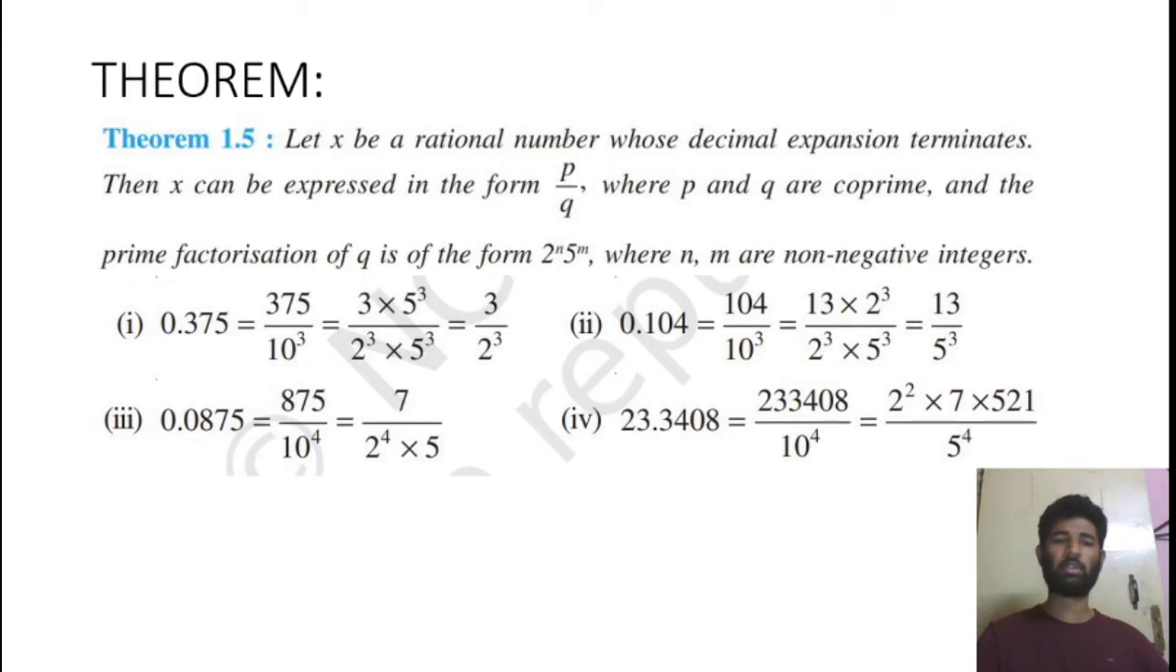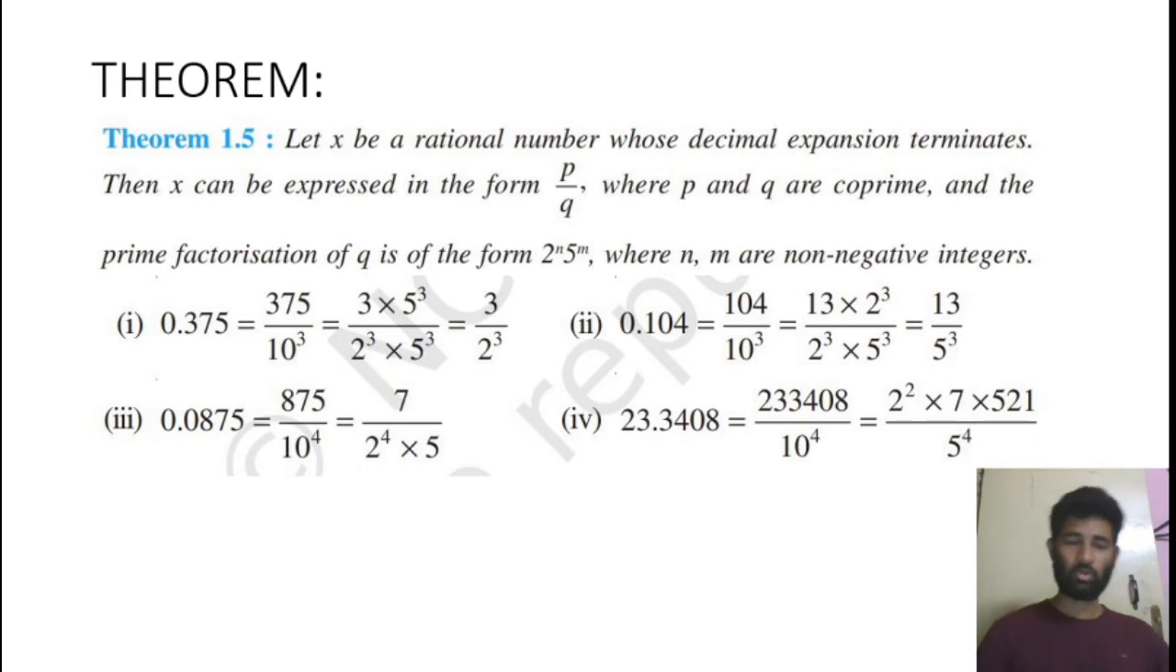So these are terminating rational numbers. Now let us see another theorem. Let x be a rational number whose decimal expansion terminates. All the above examples that we have seen are terminating rational numbers. Then x can be expressed in the form of p by q, where p and q are coprime and the prime factorization of q is 2 power n into 5 power m, where n and m are non-negative integers.